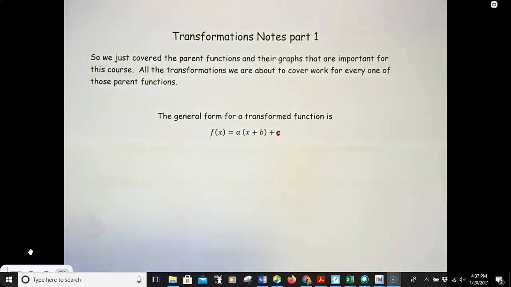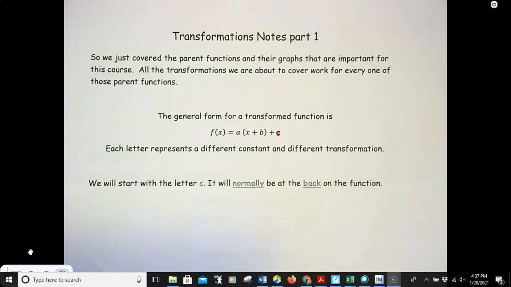But before we do that, each letter represents a different constant and a different transformation. So C does one thing, B does another thing, A does another thing. All these are going to do different transformations, but we're going to be able to get this and it's going to be easy. All right, so again, let's start with C.